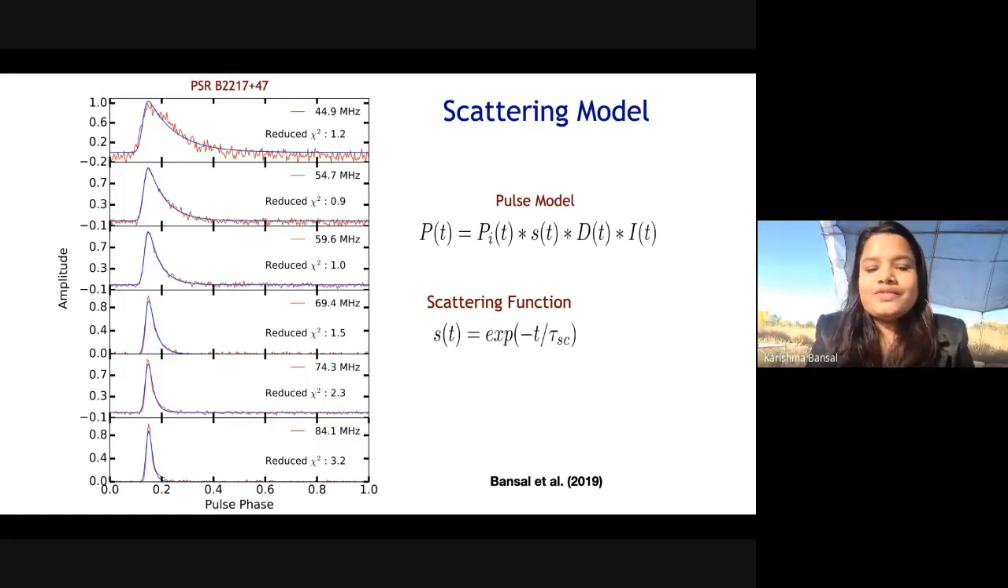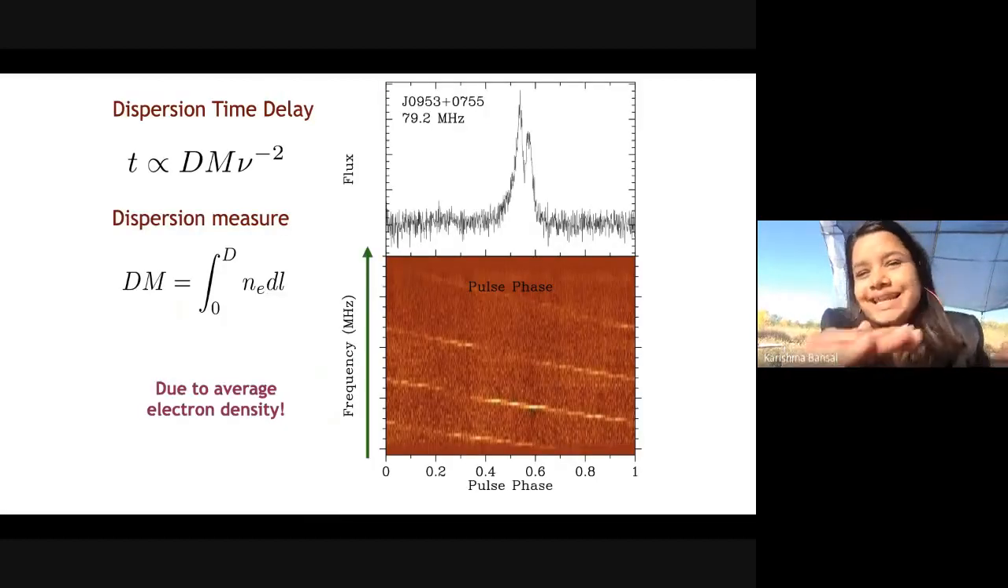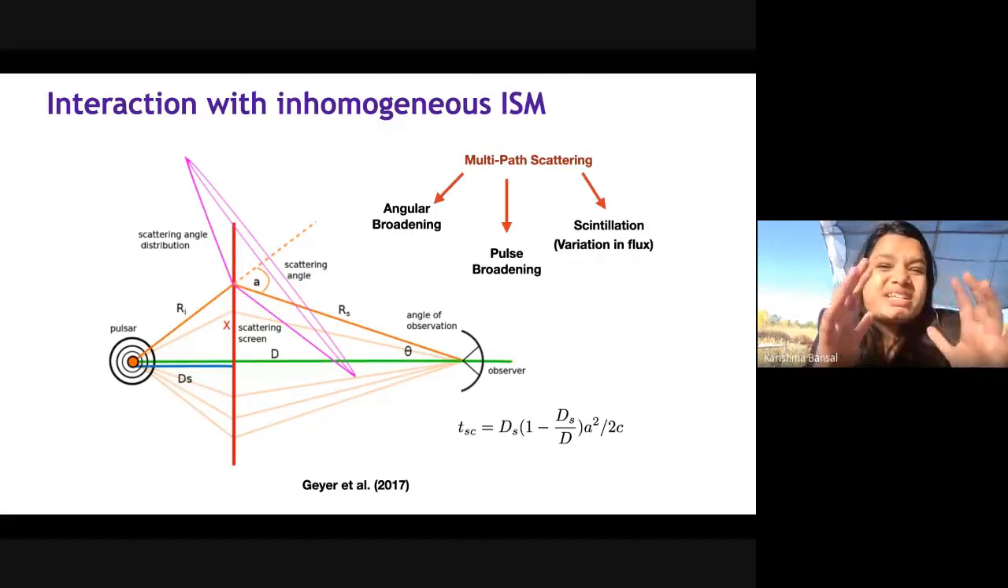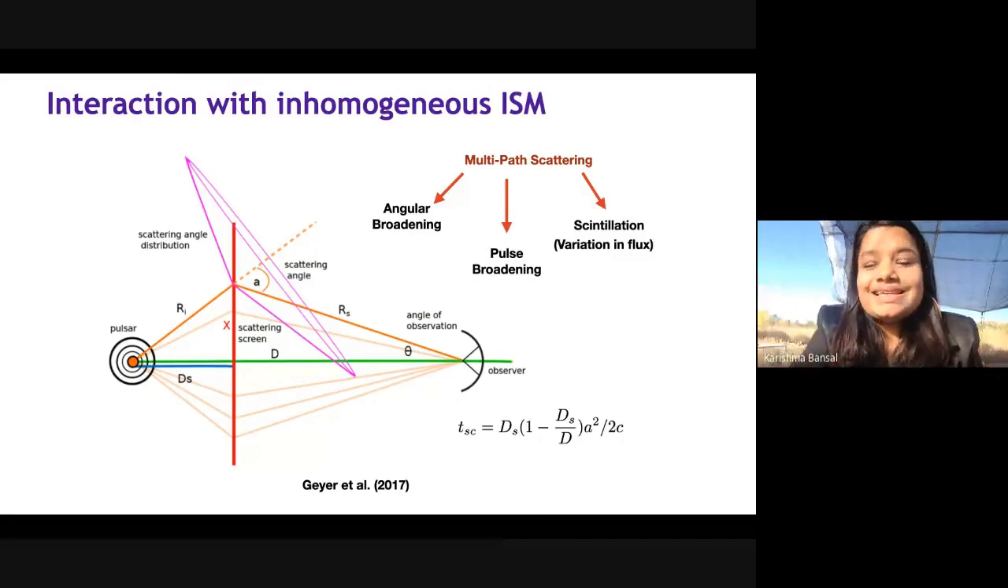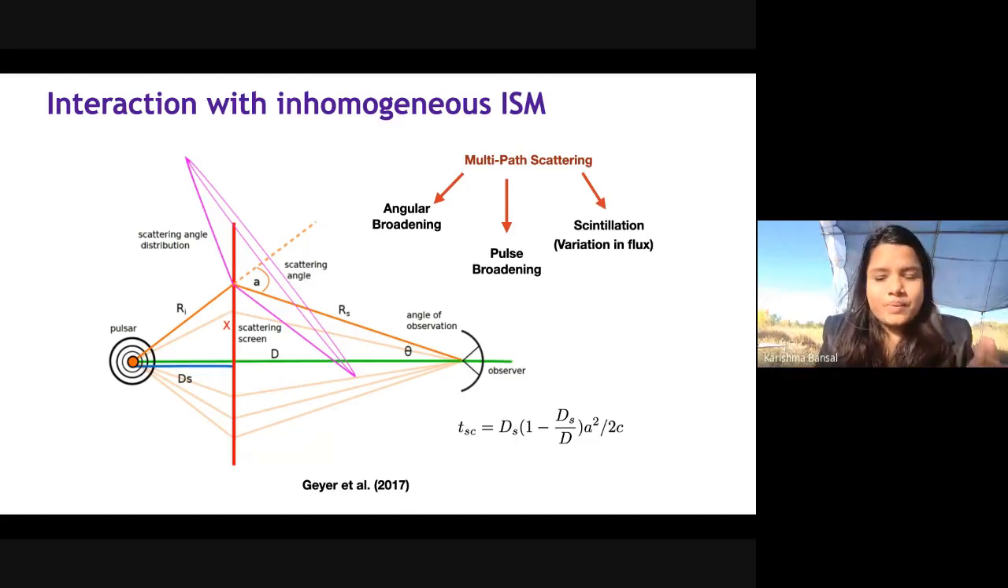But what I'm really trying to emphasize is, let's go back here. There are four main effects. One is the dispersion, which is the delay in time. The second is the broadening. The source itself appears broadened. The next is pulse broadening. So you see low frequency profiles get broadened, the higher frequencies are narrow. And there's the variation in the flux.